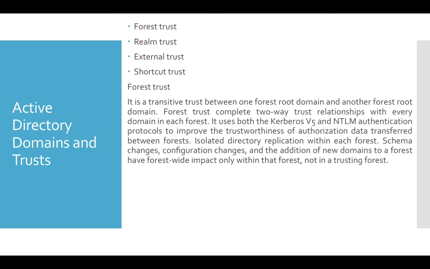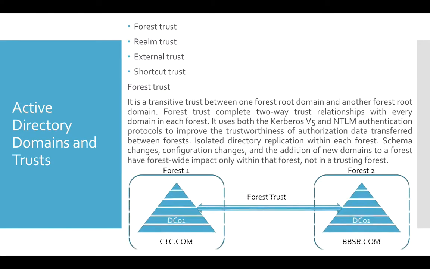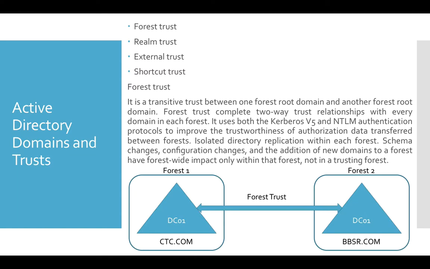Forest trust is a transitive trust between one forest root domain and another forest root domain. Forest trust is a complete two-way trust relationship with every domain in each forest. It uses both Kerberos version 5 and NTLM authentication protocols to improve the trustworthiness of authorization data transfer between the forests. The advantage of forest trust is isolated directory replication within each forest.